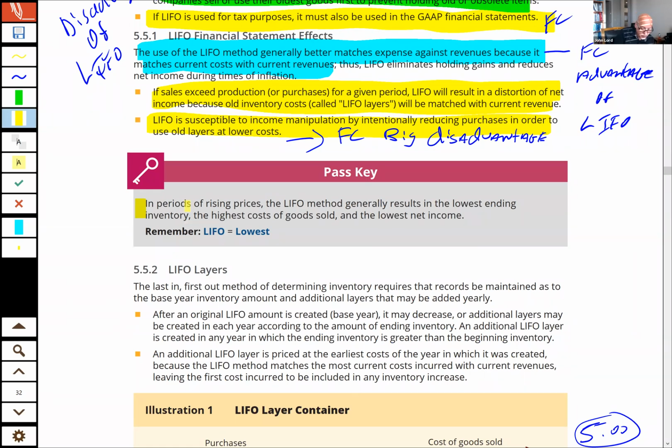Okay. Now you come over and our LIFO method is going to result in the highest cost of goods sold. I erased it now, but those 475 ones going out, the lowest ending inventory, the ones down there at the bottom, 425, and the lowest net income, because our cost of goods sold goes up, our gross profit goes down, our net income goes down.